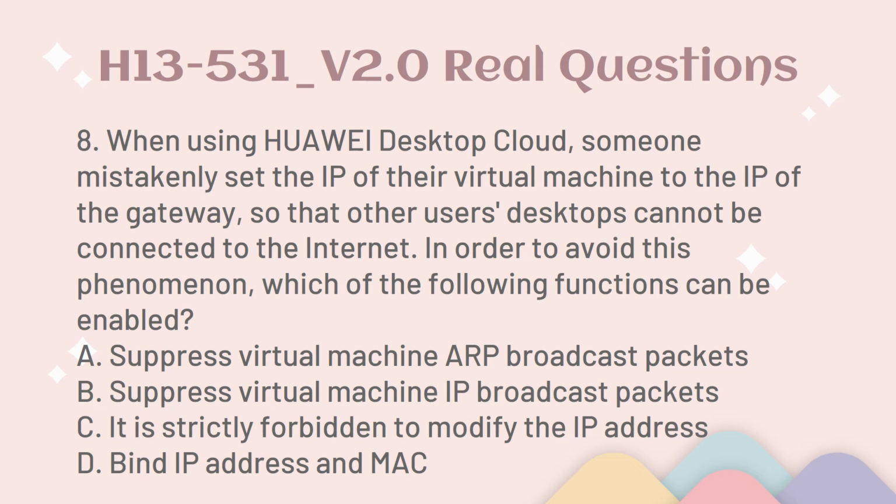8. When using HUAWEI Desktop Cloud, someone mistakenly set the IP of their virtual machine to the IP of the gateway, so that other users' desktops cannot be connected to the Internet. In order to avoid this phenomenon, which of the following functions can be enabled? A. Suppress virtual machine ARP broadcast packets. B. Suppress virtual machine IP broadcast packets. C. It is strictly forbidden to modify the IP address. D. Bind IP address and MAC.